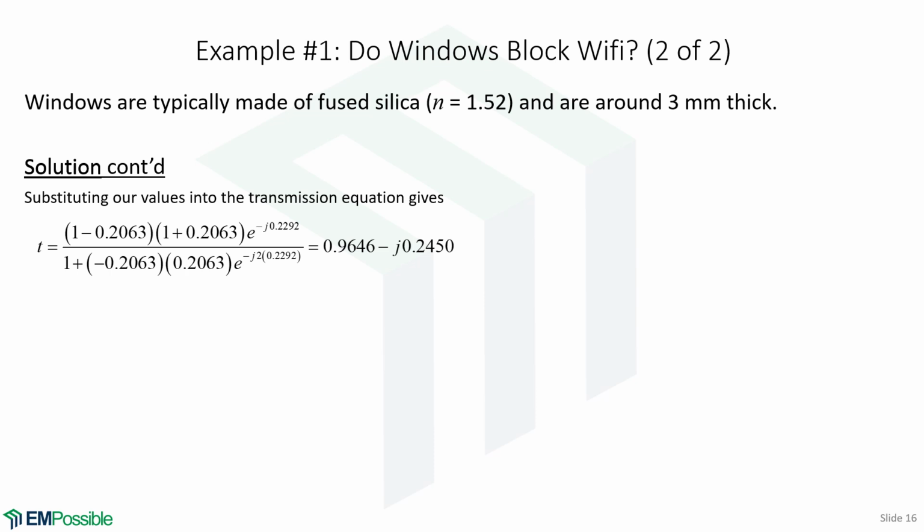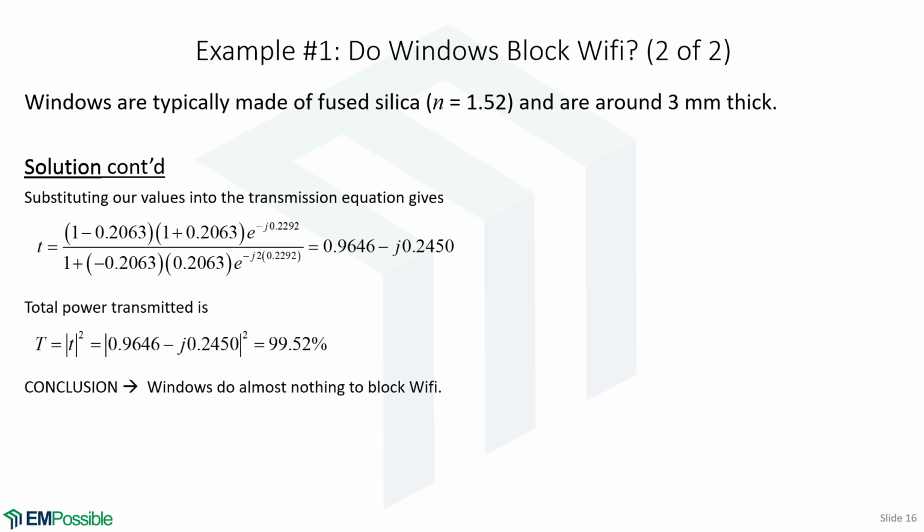Let's continue with the solution. We just got all these numbers. We'll plug it into our equation for the overall transmission, and we get a complex number over here. So what on earth does that mean? Well, it's complex because the transmitted wave can change its amplitude and its phase. So it makes sense we have a complex number.